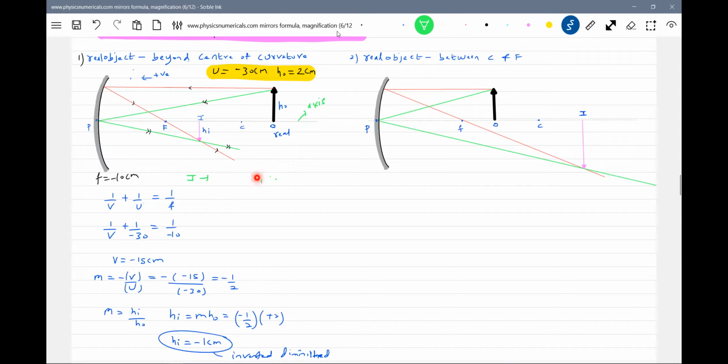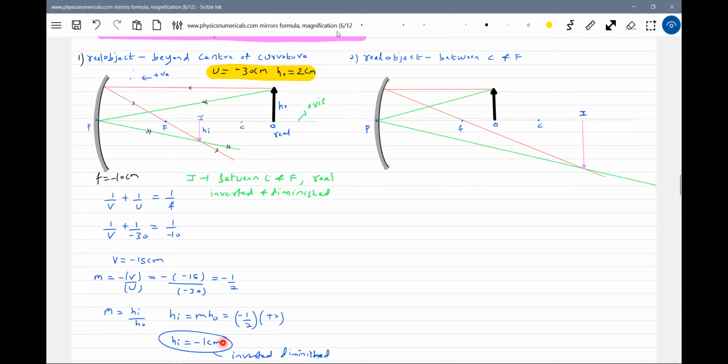First, the image is between C and F. Real, inverted, and diminished. So what is the conclusion? If a real object is kept beyond the center of curvature, this is the center of curvature, beyond means on the right side of the center of curvature here, then the image will be formed between F and C, and will be real, inverted, and diminished.